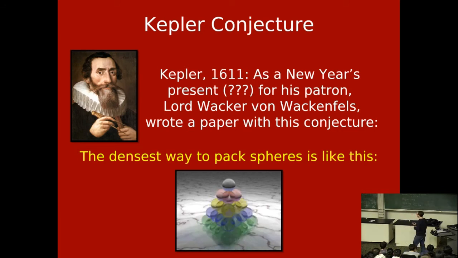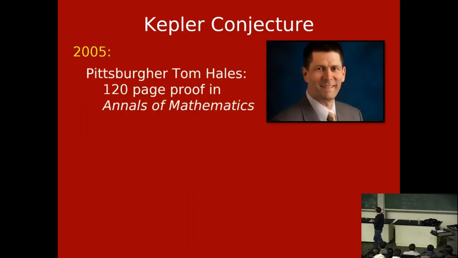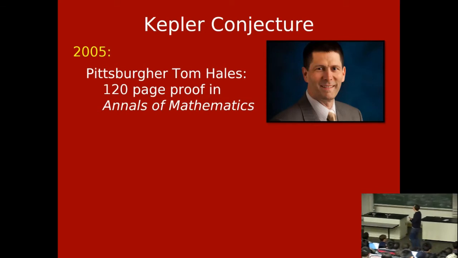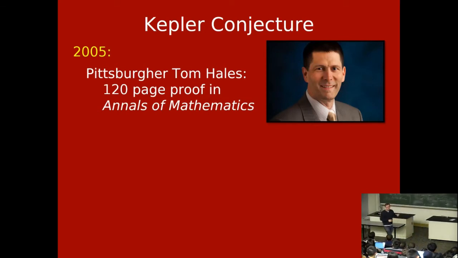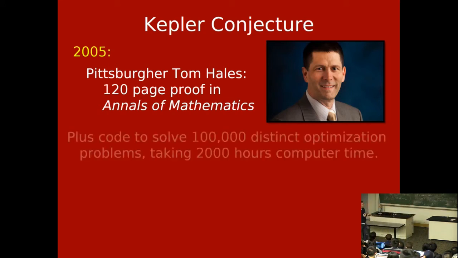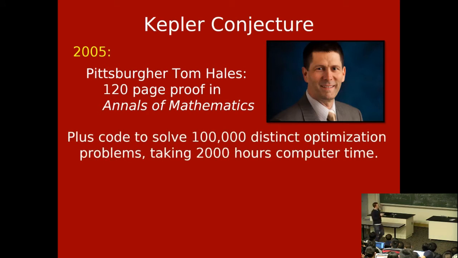It's pretty hard to mathematically prove, though, that there isn't some crazier way to do it that will pack them even tighter. So that problem was pretty famous. That one was open for like 400 years until it was proved by this Pittsburgher. You can see him walking around Pittsburgh. Tom Hales, he's a cool guy, in a 120-page paper in the Annals of Mathematics. Well, I say it's 120 pages. It was 128 pages of normal math, plus it was like the four-color theorem, plus code to solve some 100,000 optimization problems that took 2,000 hours of computer time. So it's very much like the four-color theorem on steroids.